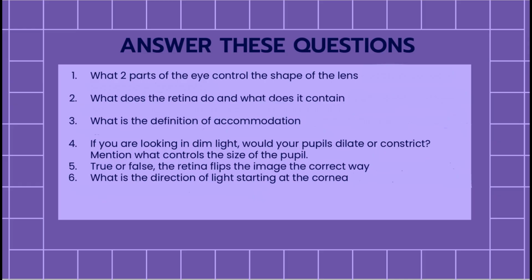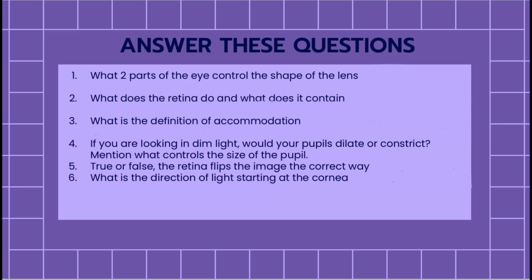Now, if you're looking in dim light, would your pupils dilate or constrict? Also, mention what controls the size of the pupil. Dilate and it is the iris. True or false? The retina flips the image the correct way. It is false because it is the brain that does that.